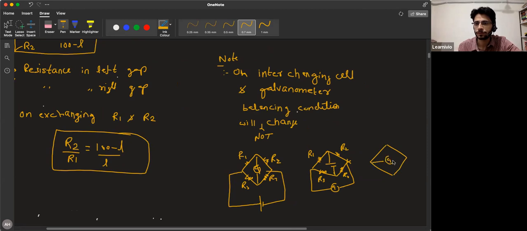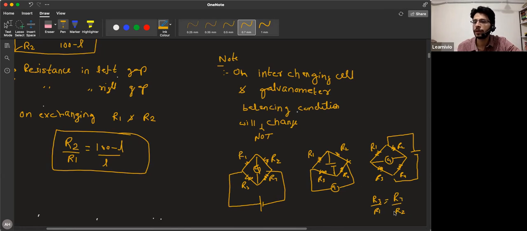This is the galvanometer. This is R. This is R. This is R. And this is your cell. Now this circuit is just rotated by some 90 degrees. The balancing condition is R3 by R is R4 by R.